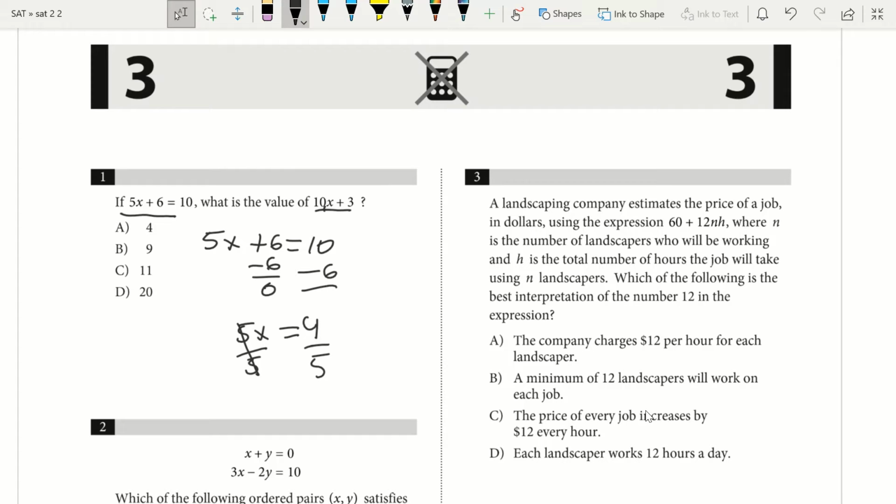Now we plug 4/5 into the expression we're given, the value of 10x plus 3. So we will do 10 times 4/5 plus 3. 10 times 4/5 gets us 40 over 5 plus 3. 40 over 5 is equal to 8. So we're left with 8 plus 3, which is 11. So our answer is C.